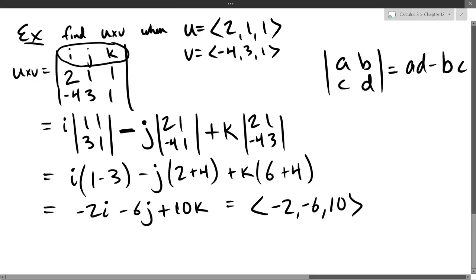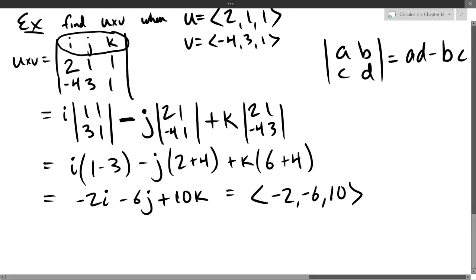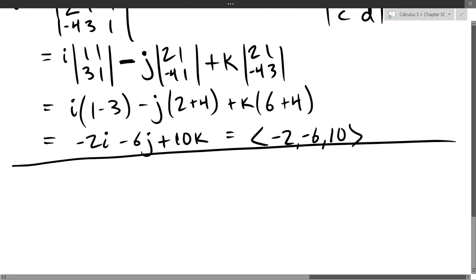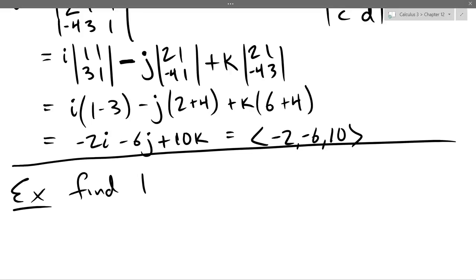Any questions on this cross product here? Okay, moving on, we will find a vector normal or orthogonal to the plane containing 3 points. Well, I should say find a normal vector.